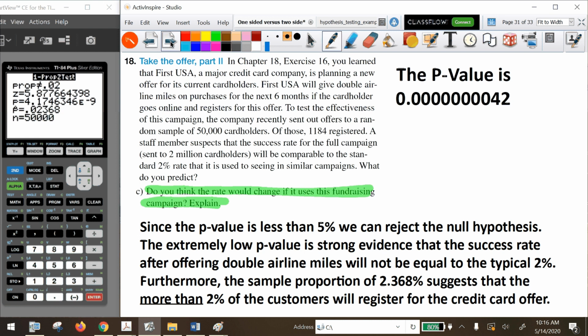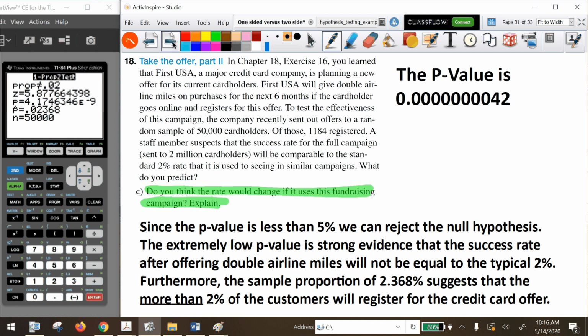The sample proportion of 2.368% suggests that more than 2% of the customers will register for the credit card offer. All right, so again, you can look at the book's solution to the same problem. I'm going to upload that as a PDF file along with this post.